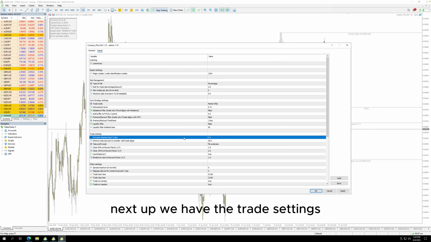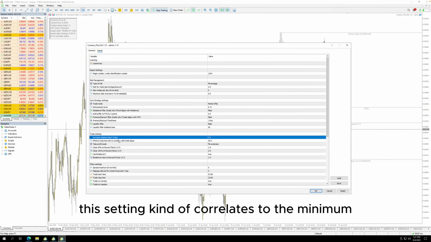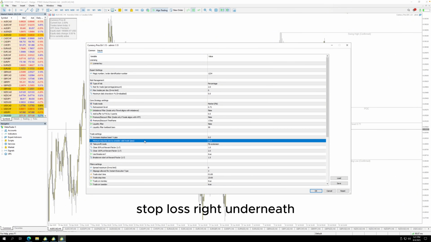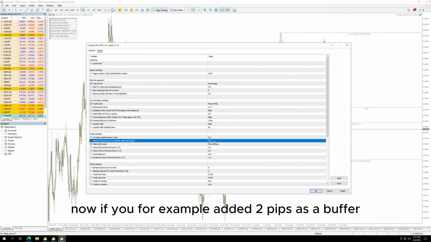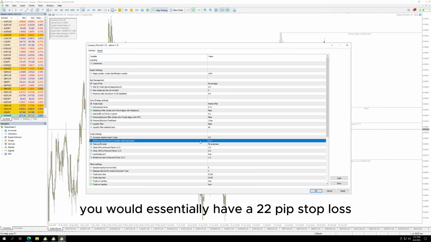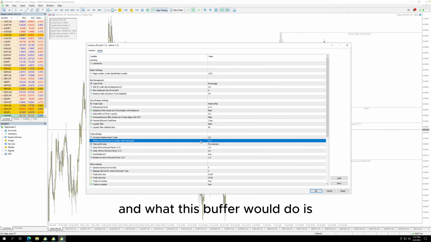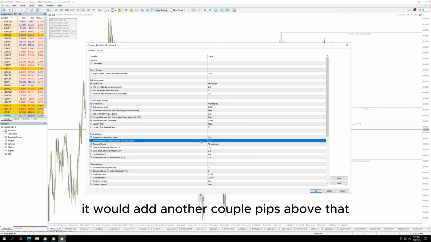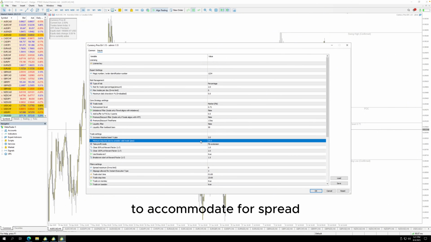Next up, we have the trade settings. Increase stop loss base. So this setting kind of correlates to the minimum stop loss right underneath. Mine is currently set to 20. I feel like that's a good default for the 4-hour style of trading. Now, if you, for example, added 2 pips as a buffer, you would essentially have a 22 pip stop loss. And what this buffer would do is instead of having your stop loss placed right at the high or the low of the current Fibonacci range, it would add another couple pips above that to accommodate for spread.